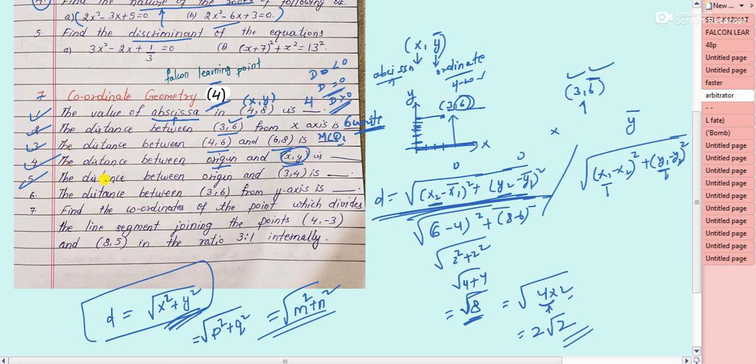Moving to the next question. The distance between origin and this point. So again use this formula. Root of 3 square plus 4 square, which is 9 plus 16, which is equal to root 25, and that is 5 units. This is very important. You have to write in that form, 5 units. Next is the distance between (3, 6) and y axis. So from y axis it is 3 units. Remember this trick. If they are asking from x, y is the answer. From y, the value of x is the answer. That's all. Okay, next is question number 7.